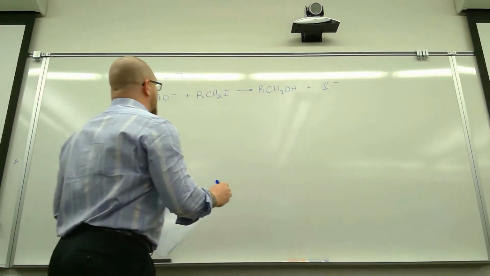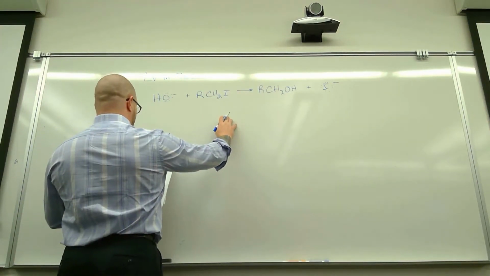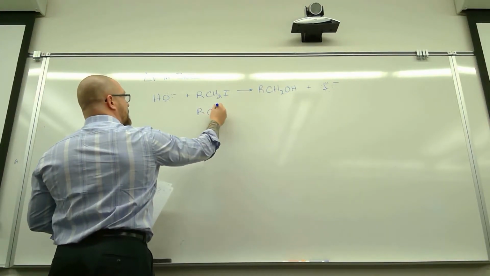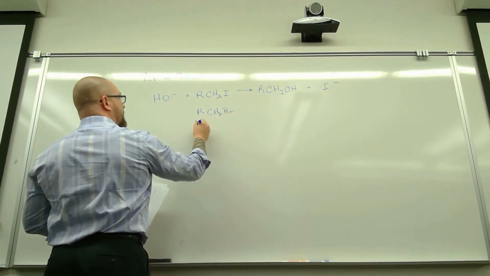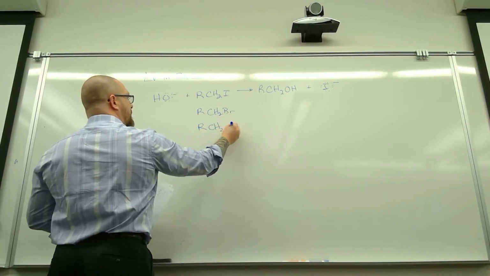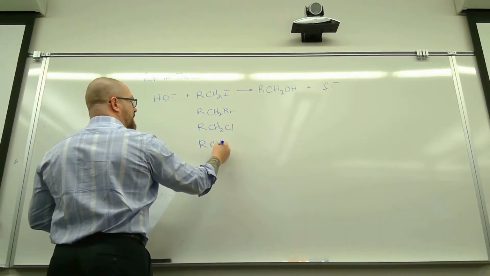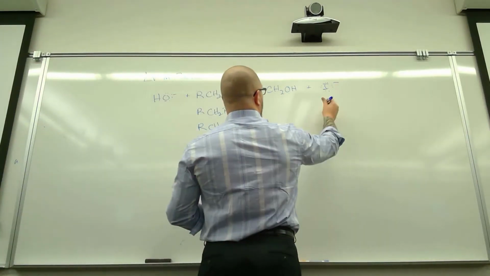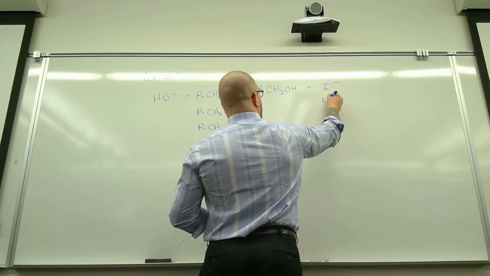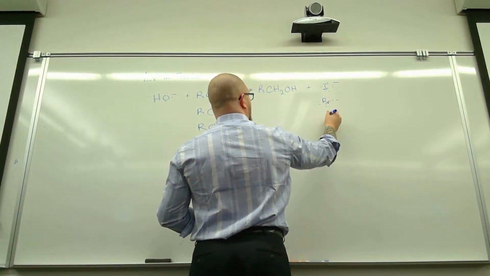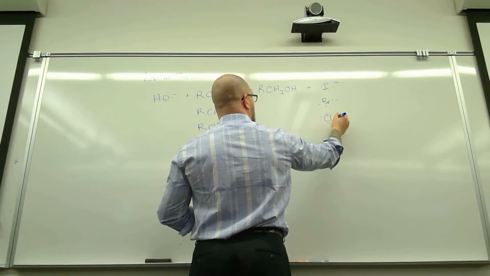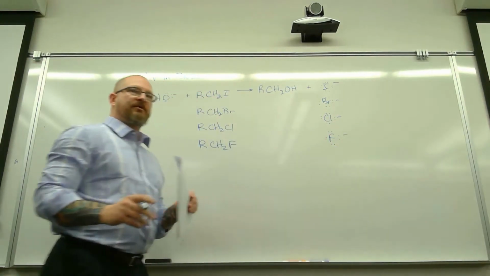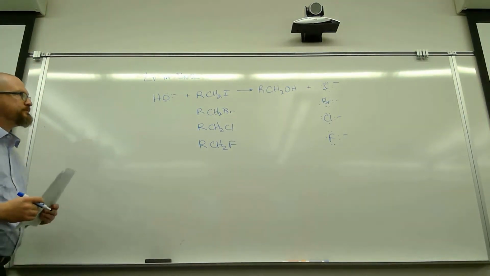Now, if we do the substitution and we make this bromide, chloride, fluoride, and everything's the same except that we've got bromide, chloride, and fluoride as leaving groups.